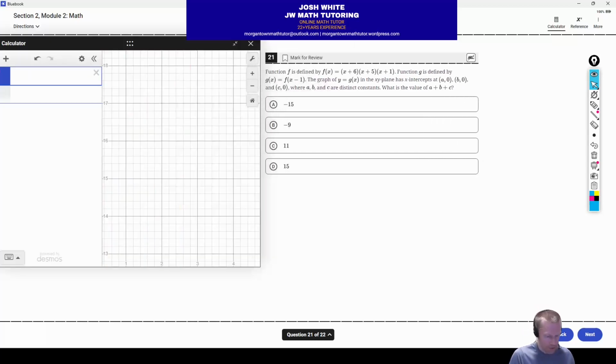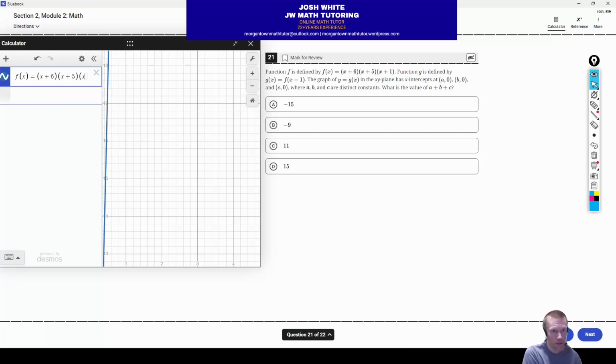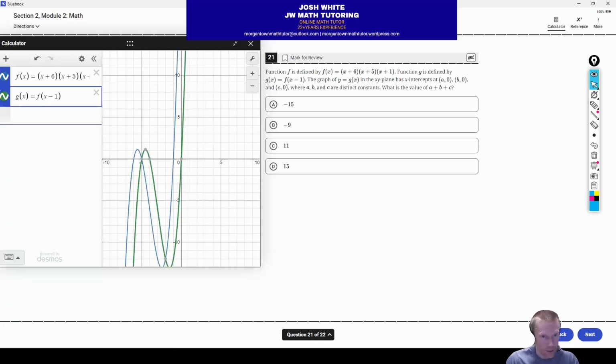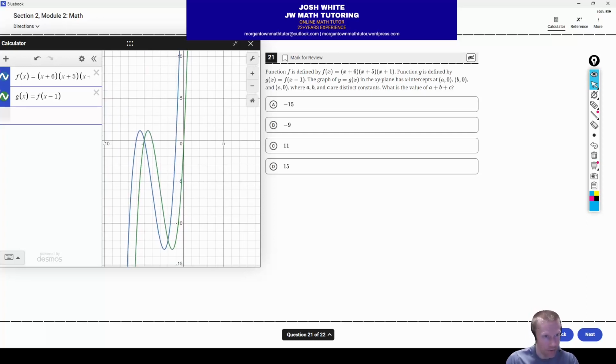So if we go back to Desmos, I think the easiest way to do this is just going to be to graph the original function, and now we can easily graph g of x with the shift. So let's go back to the home thing here. Okay, we don't need f of x anymore, so we can get rid of that, so we're not confused.